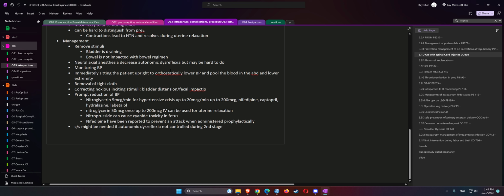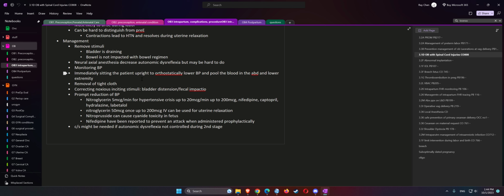Because labor, like someone who has hemiplegia, they can still deliver vaginally, because the uterus just contracts. The mechanism of labor is more involuntary. They can't push, or they can push if you tell them, but they won't feel much.